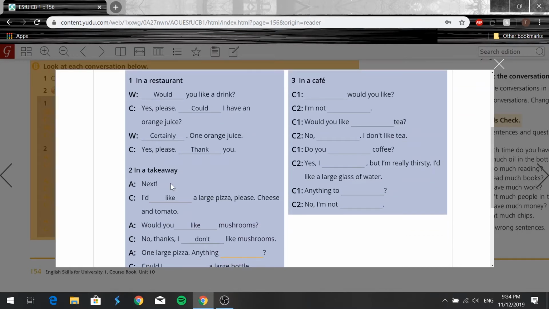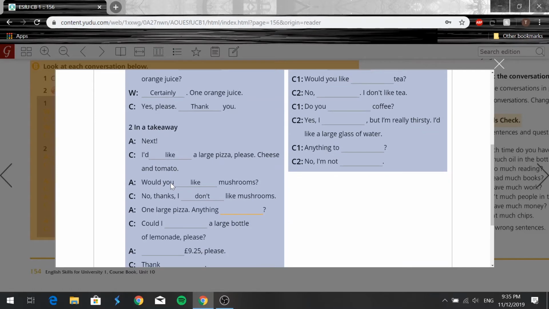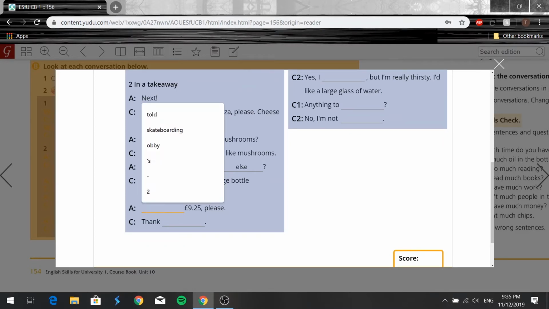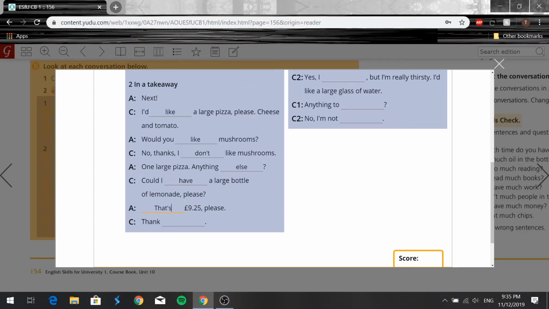Next, I'd like a large pizza, please, cheese and tomato. Would you like mushrooms? No thanks, I don't like mushrooms. One large pizza, anything else, right? Could I have a large bottle of lemonade, please? Okay? And then we'll say that's 9.25 pounds, please. Thank you. We'll say thank you.